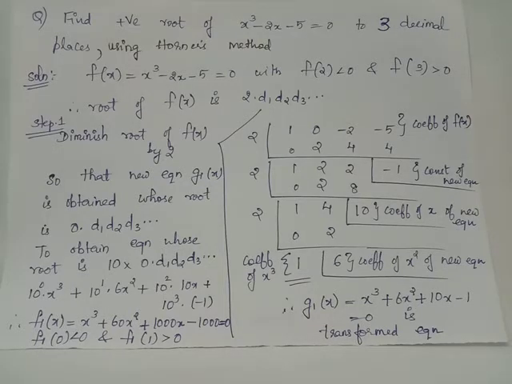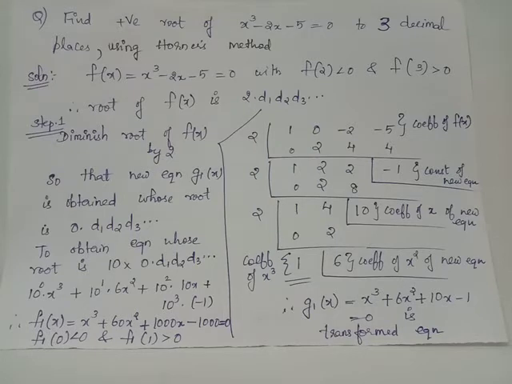With this, we obtain the new transformed equation g1 of x equals x cube plus 6x square plus 10x minus 1 equals 0, which has a root of the format 0.d1 d2 d3, etc., because we have obtained g1 of x after we have diminished the root of f of x by 2. Now, in order to obtain an equation whose root will be of the form 10 times 0.d1 d2 d3, etc., we will have to multiply g1 of x using powers of 10. We have 10 raised to 0 multiplied with x cube, 10 raised to 1 multiplied to x square, 10 raised to 2 multiplied to x, and 10 cube multiplied to the constant term.